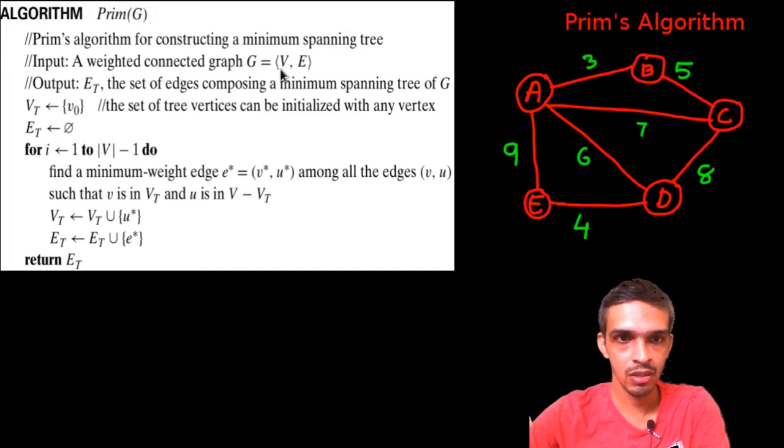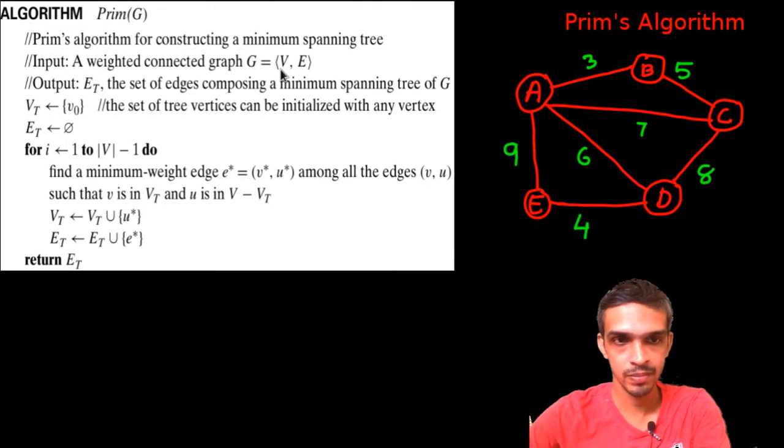So, in this algorithm, we start with two sets, V of T and E of T, where V of T is the set of vertices and E of T is the set of edges. Initially, we can start from any vertex. So, here we can start from A, and currently we do not have any edges. So, the set of edges is a null set. Null set means a set with no elements.